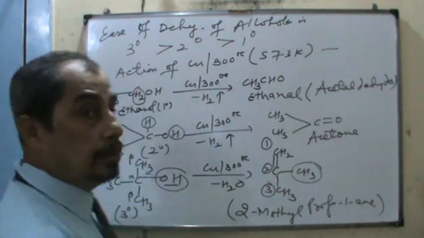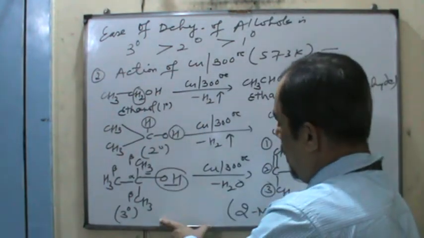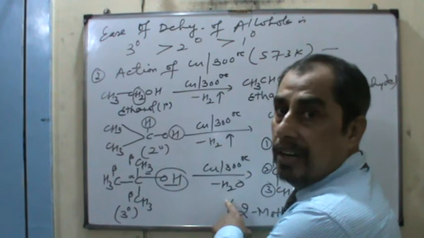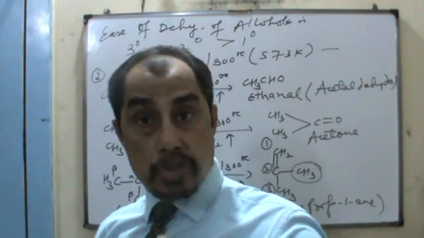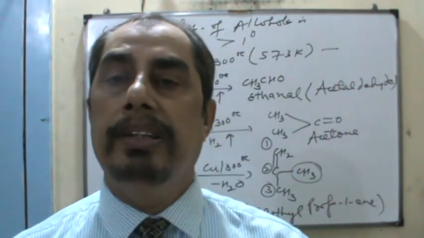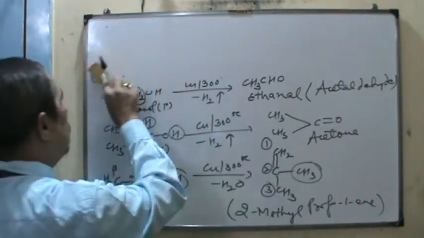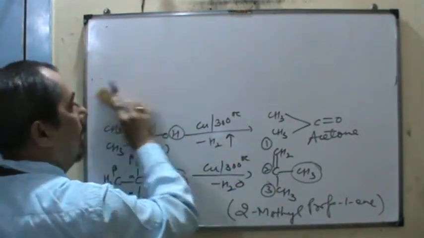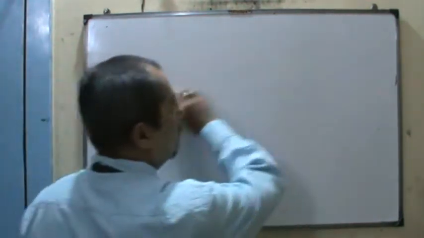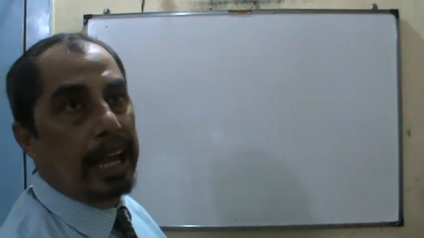So 2-methylprop-1-ene. This is how 1 degree, 2 degree and 3 degree alcohol undergo action of copper. 1 degree and 2 degree alcohol undergo dehydrogenation, loss of H2 gas, and 3 degree alcohol undergoes dehydration. Right. If there is dehydrohalogenation, that means HX, hydrogen and halogen, are lost. In case of decarboxylation, carbon dioxide is lost. In case of dehydrogenation, hydrogen is lost. In case of halogen loss, it is dehalogenation.